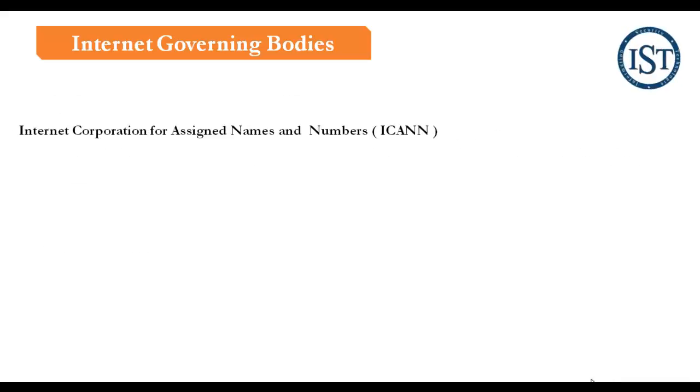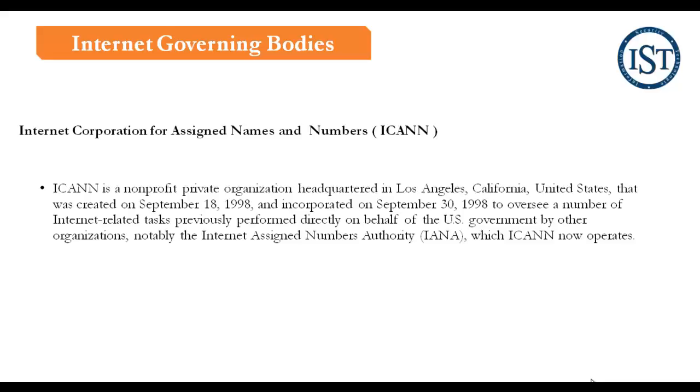And the next one is ICANN, which stands for Internet Corporation for Assigned Names and Numbers. This ICANN is a non-profit private organization headquartered in Los Angeles, California, United States, that was created on September 18, 1998. And this particular ICANN is responsible for the coordination of the global Internet systems of unique identifiers, and in particular ensuring its stable and secure operation.